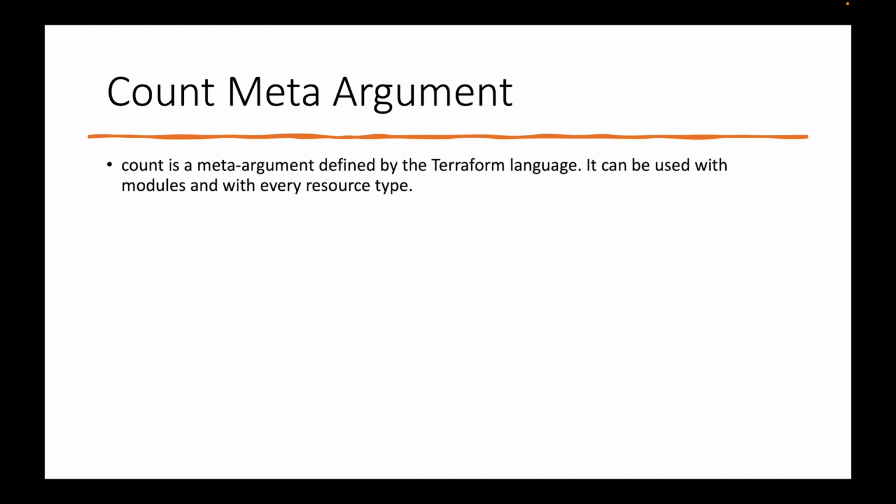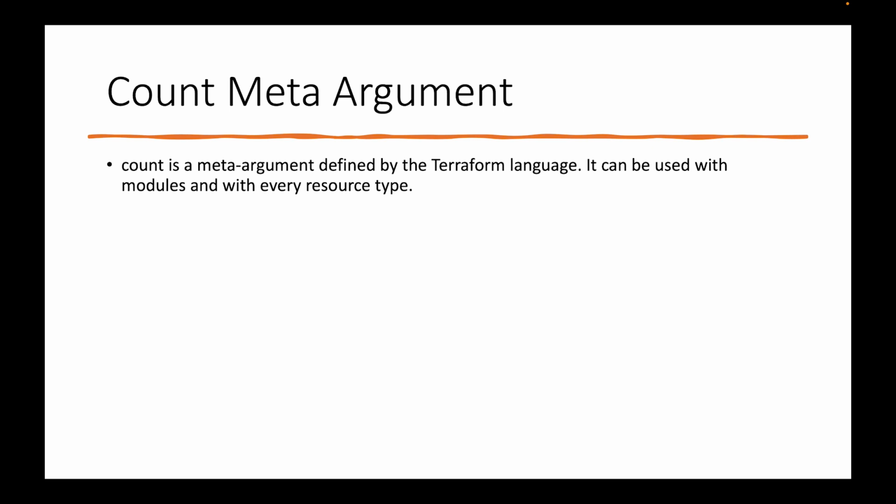In this video, I want to bring you a new concept, which is the count meta argument. The count is a meta argument defined by the Terraform language. It can be used with modules and with every resource type. Normally within Terraform, we've been using the resource block, right? That resource block defines a specific resource. And in one of the other videos I did 3 resource blocks for 3 different subnets.